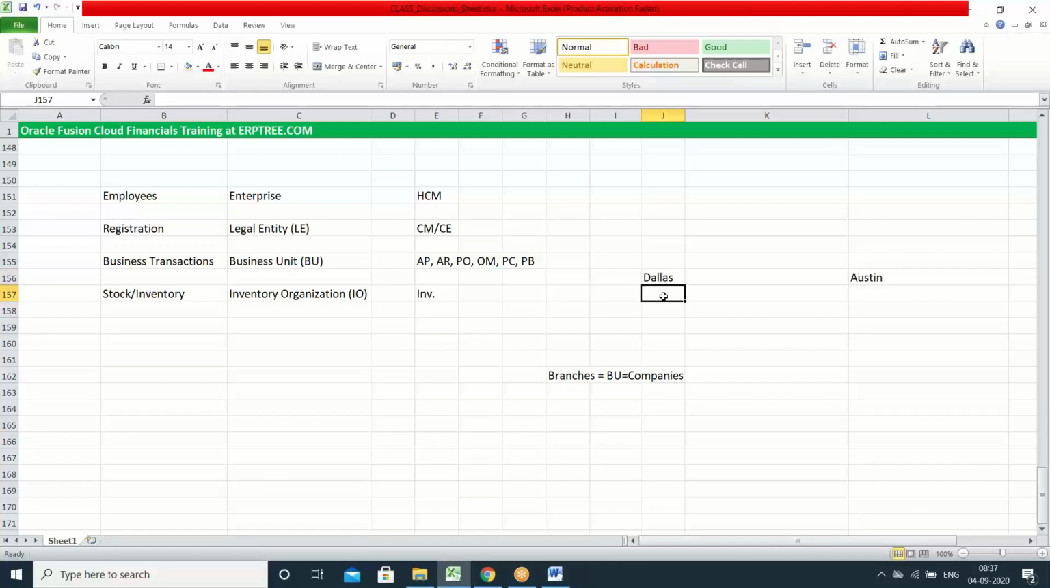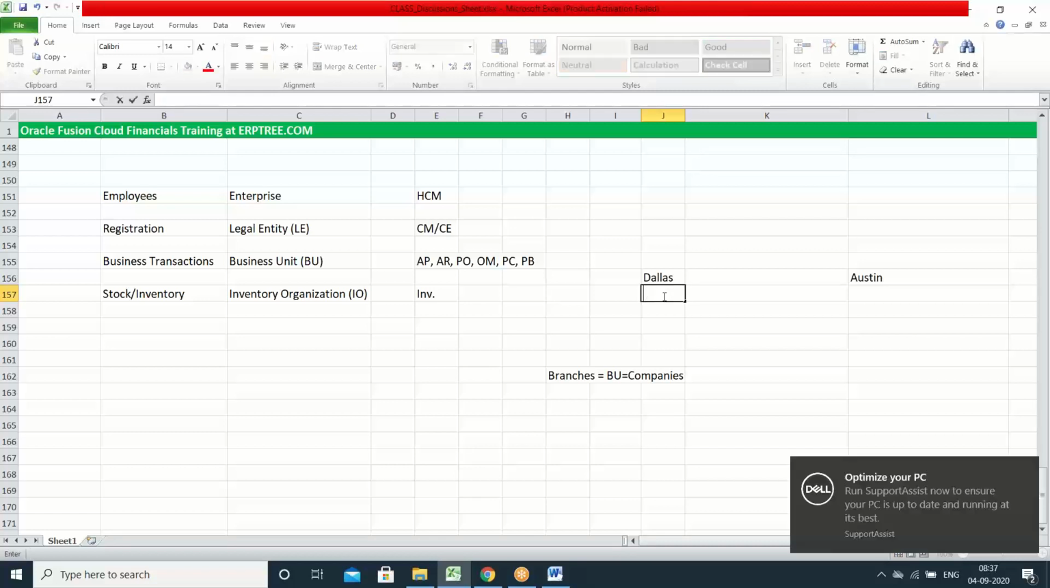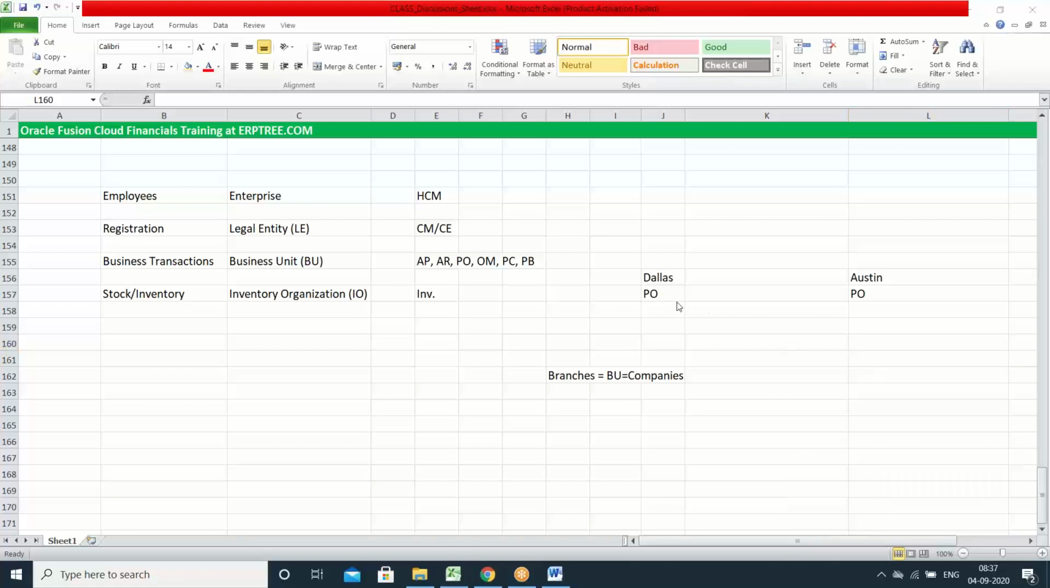See here, purchasing activities they are doing in Dallas and Austin. Application here also will have a purchasing application. But Dallas and Austin are GL units, different GL units, right? Means like the main business unit. So within that business unit, we cannot have multiple purchasing units. Repeat your question.